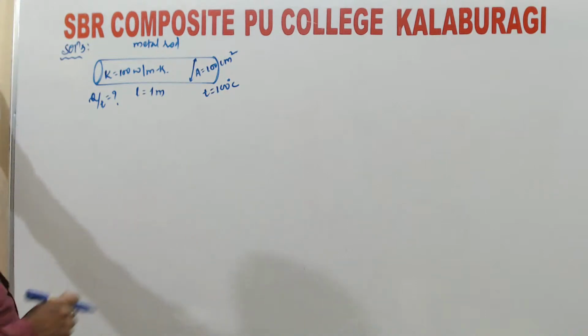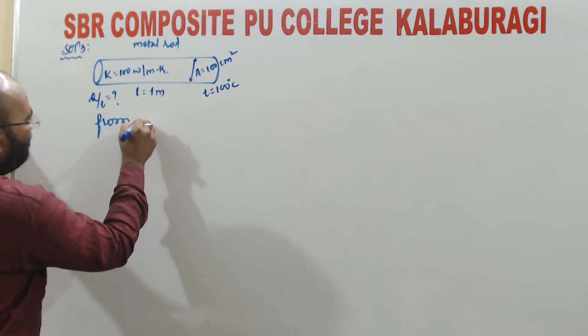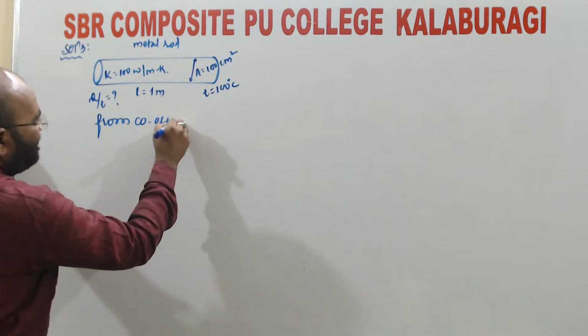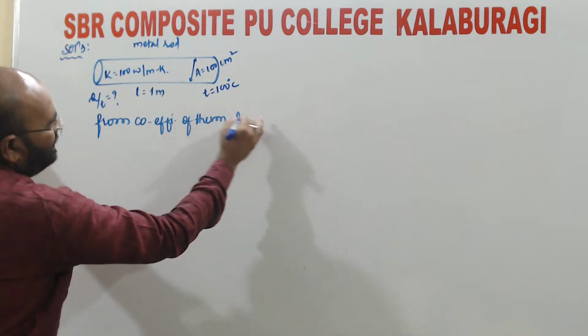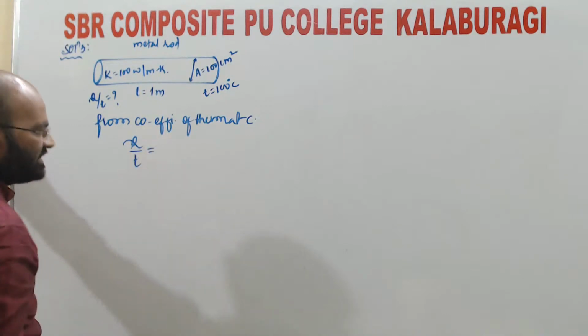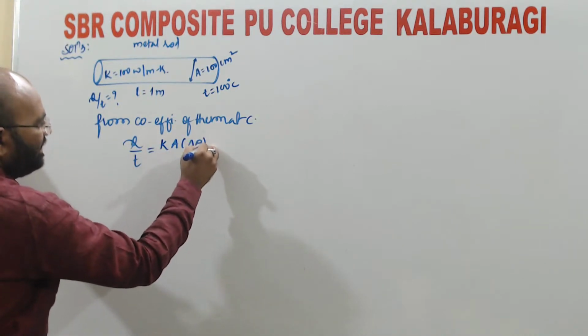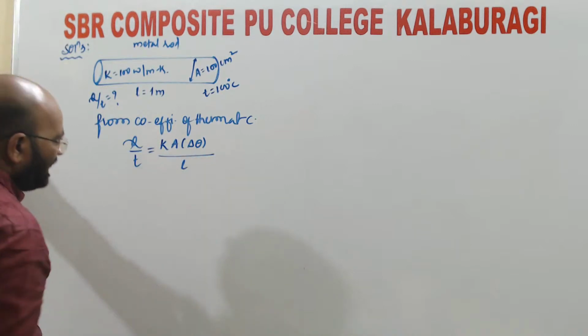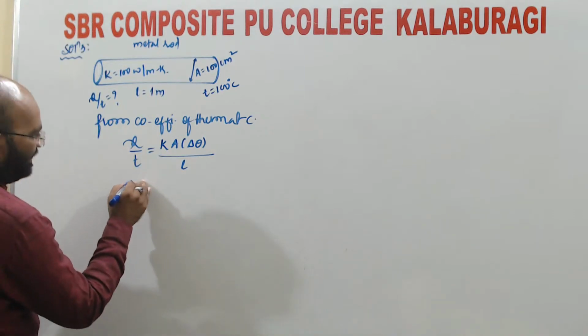Now we know that from the coefficient of thermal conductivity, the rate at which the heat energy is transferred is always equal to KA delta theta divided by L. So the amount of heat energy transferred per minute is what we have to calculate. This will be a question mark for us. Keep it as it is.